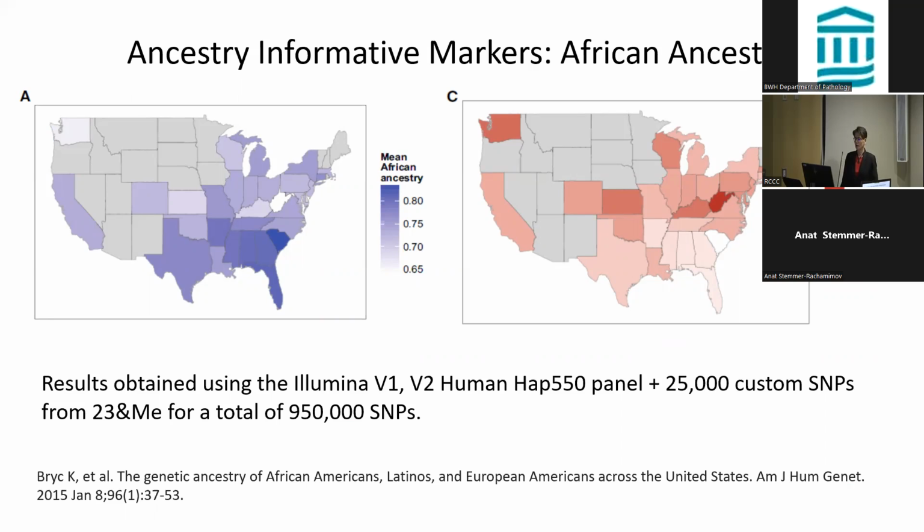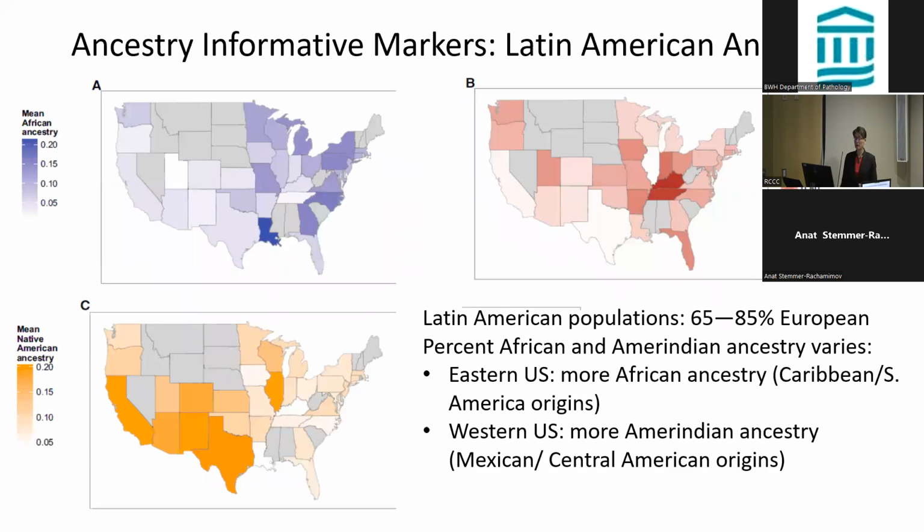Now things get even more complicated when we look at Latin American ancestry, because this is a triad mixture of European, African, and Amerindian. And you can see here that we tend to refer to these groups as if they are a homogeneous mass, but even looking at this, we can say in this country it varies significantly by state.